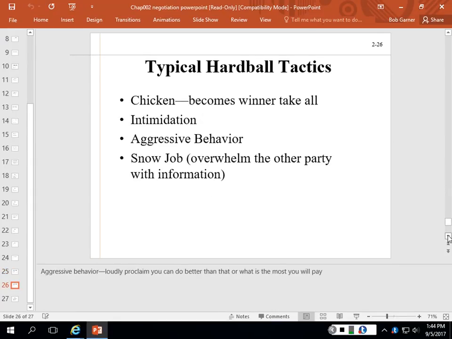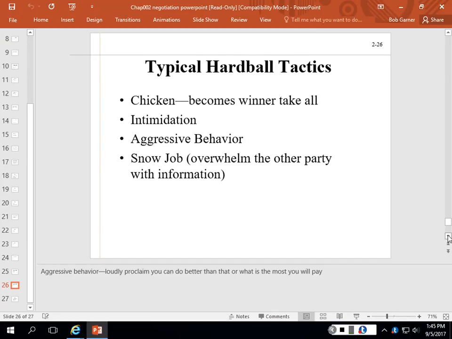All right, chicken. You guys know what chicken is? It's from an old James Dean movie. You guys ever heard of chicken, where two cars are going at each other, and the one that swerves first loses? Now, I don't see how that's the winner. Not a game you want to play. Intimidation, once again, stay away.